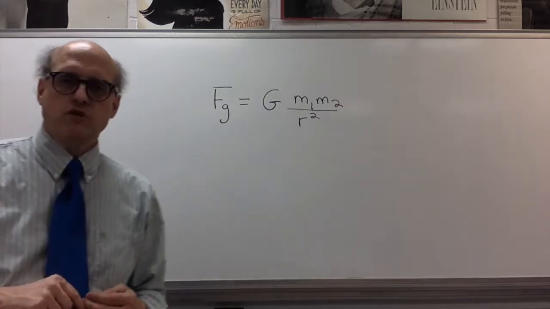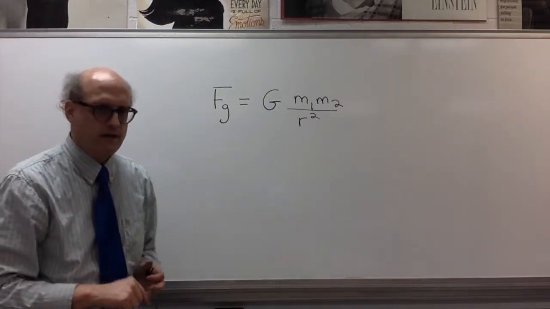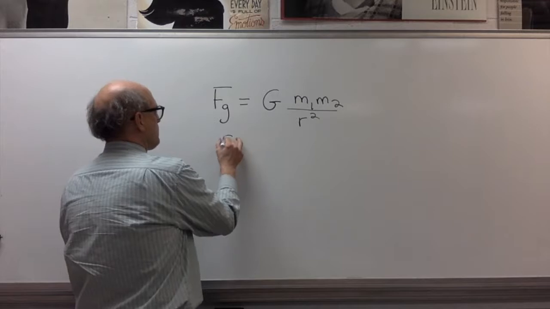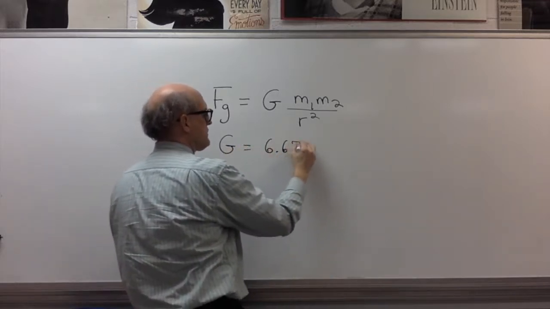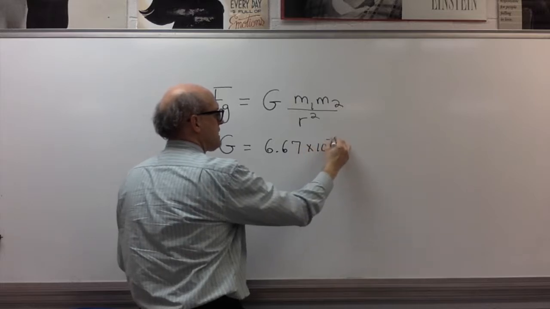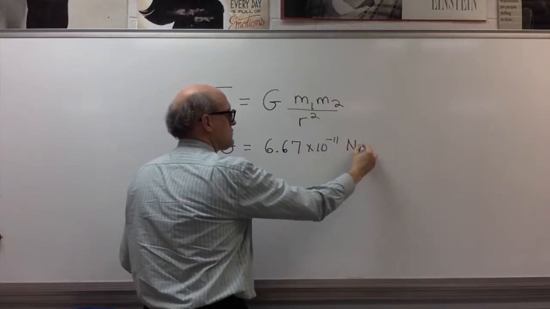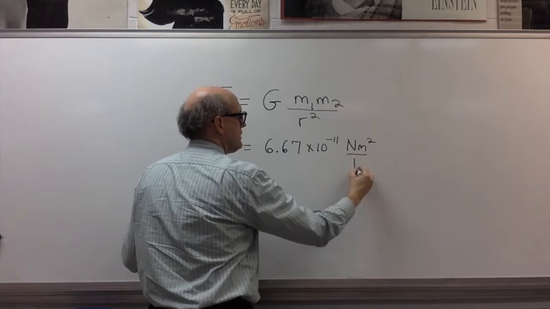Now, the gravitation constant was determined in 1798 by Henry Cavendish. And it was found to be equal to 6.67 times 10 to the negative 11 Newton meters squared per kilogram squared.